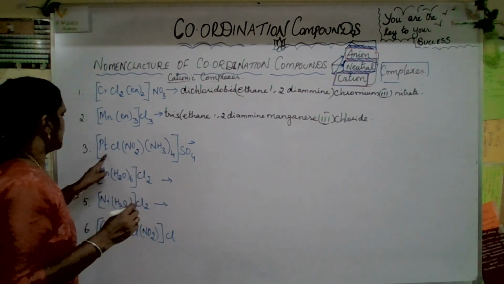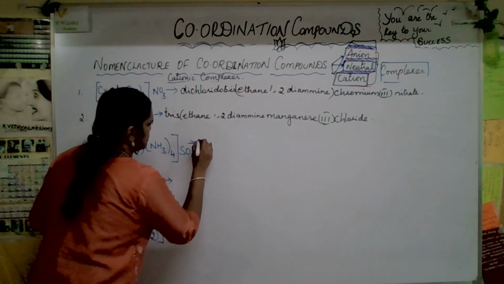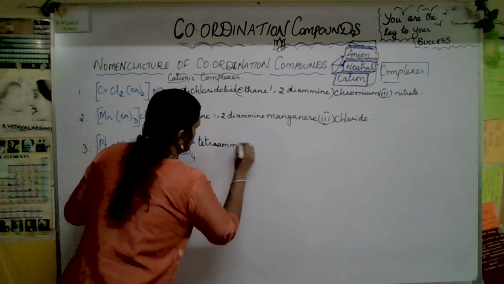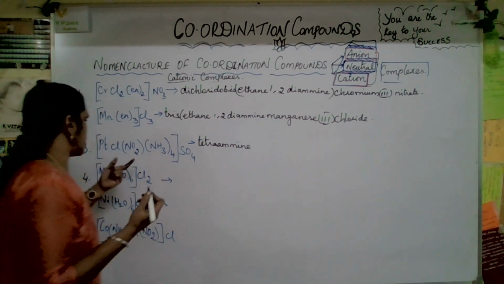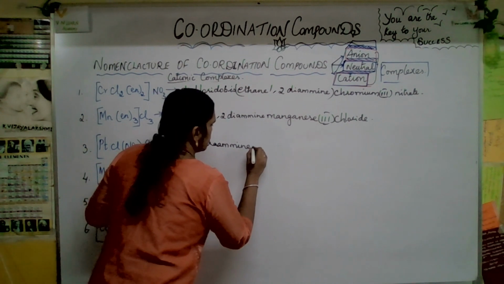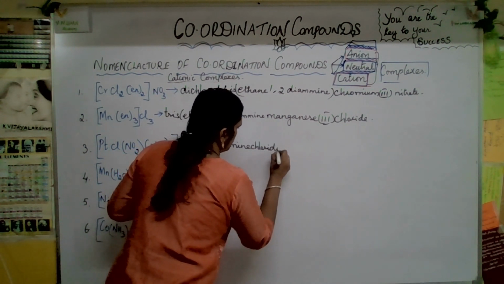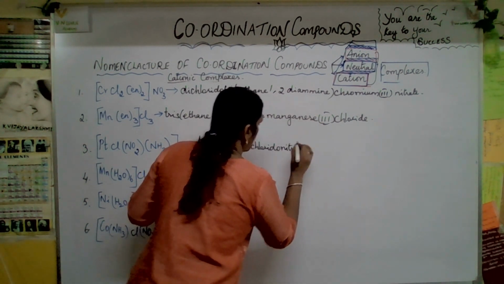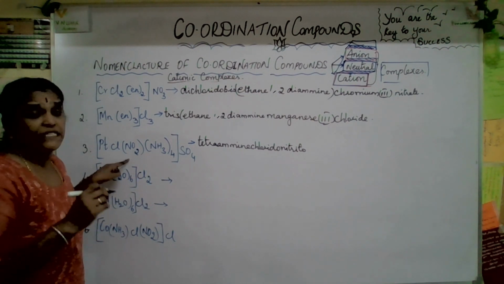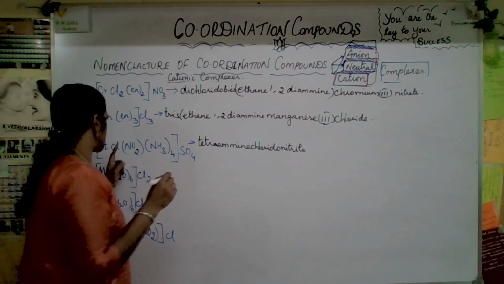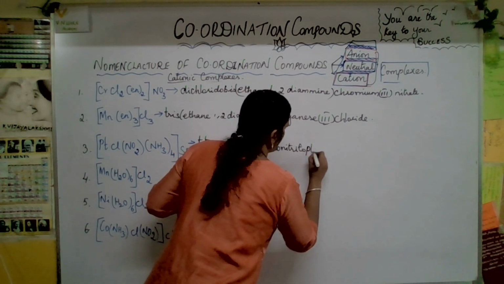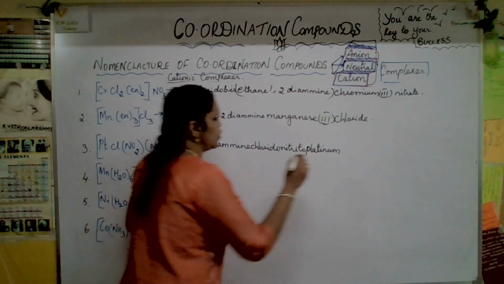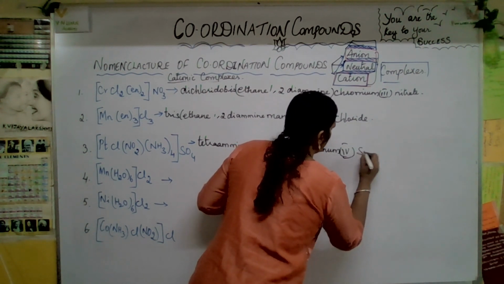Okay, now next one. Here, tetramine, according to alphabetical order only, right? So tetramine, chlorido, nitrate, nitrito. Nitrato means NO3. Nitrito means NO2. Please note that. Okay, and next one, platinum, and here 2 and here 1. So 4 sulfate.